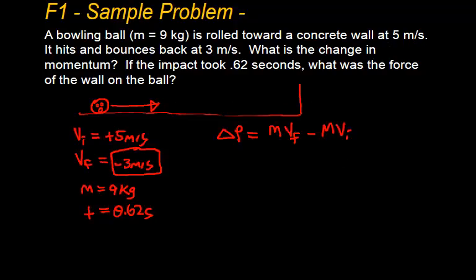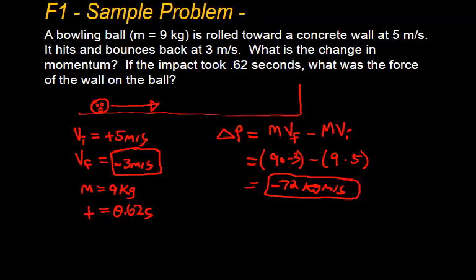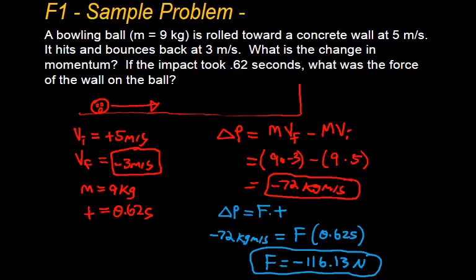All right, so we should get a change in momentum of negative 72 kilogram meters per second and a force of negative 116.13 newtons, the force being negative. And that should kind of make sense because the ball hits, bounces back, and we've got that there.